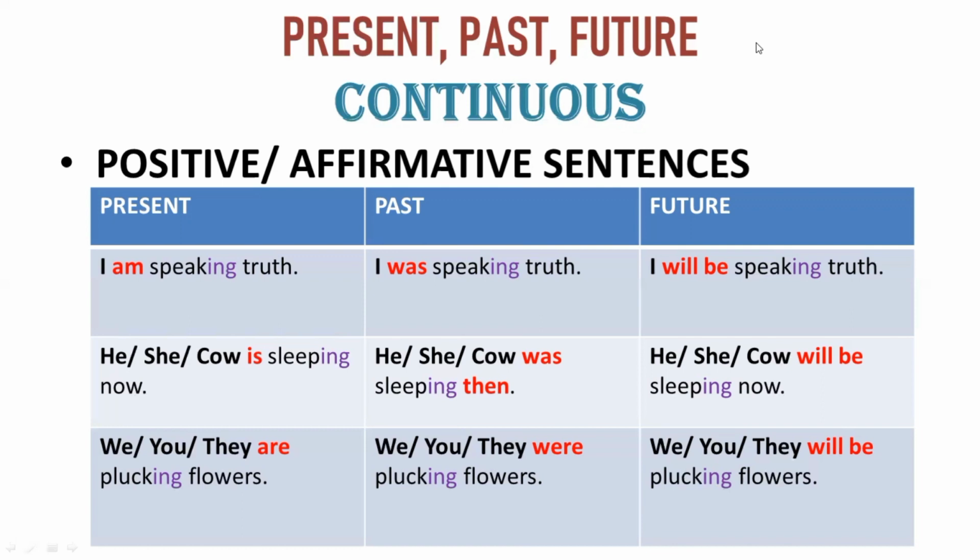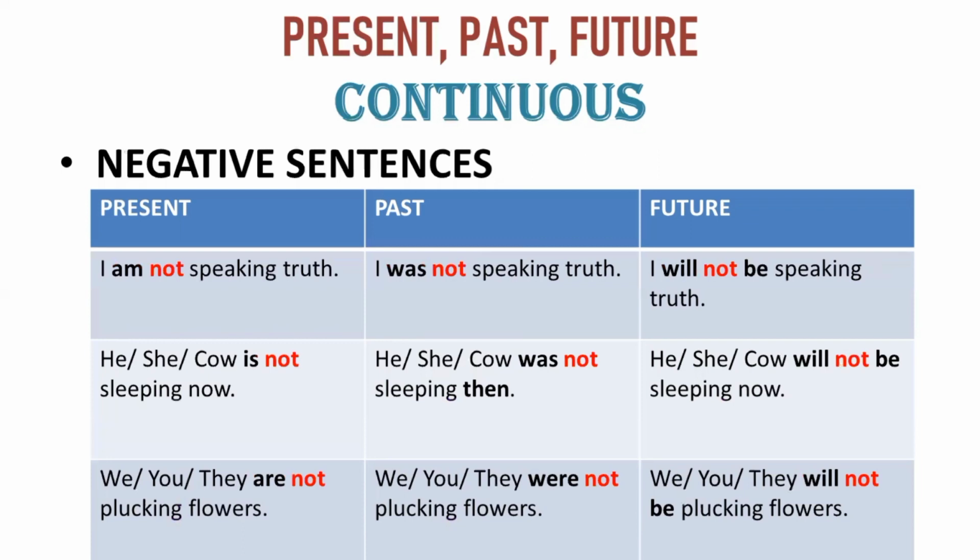So I will be speaking truth. He, she, or cow will be sleeping now. You, they will be plucking flowers. So there is synchronization or similarity in all the forms of future. So we have the same will be, will be, will be. So it is comparatively easier.